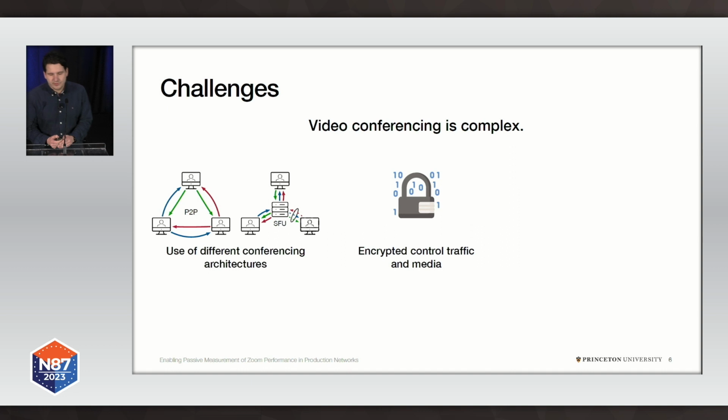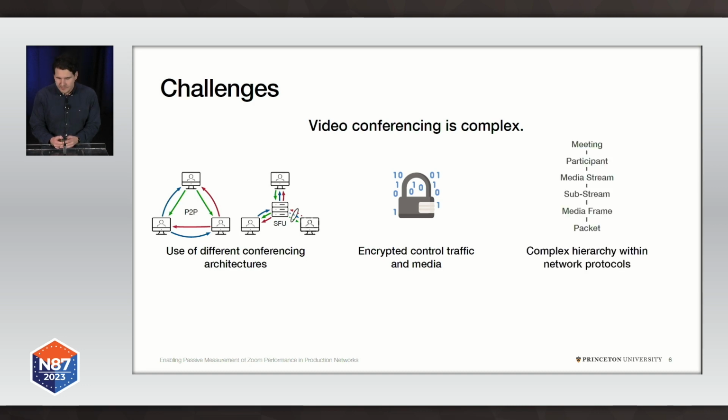Also, the control traffic that would tell us how to interpret different header fields in the actual media traffic is usually encrypted, and so is the media itself. And last, there's a complex hierarchy within the network protocol, such that there's not necessarily a direct and obvious mapping between a single packet that you capture on your wire and what meeting, for example, this packet belongs to.